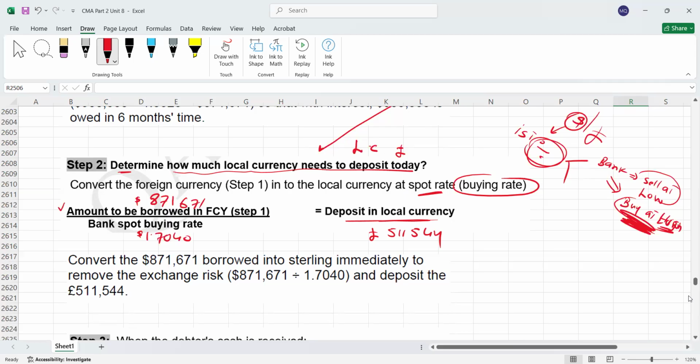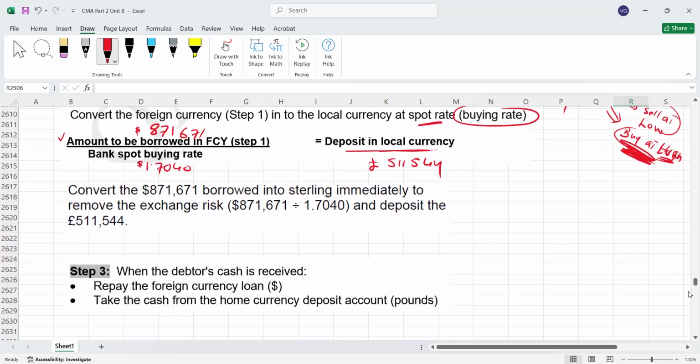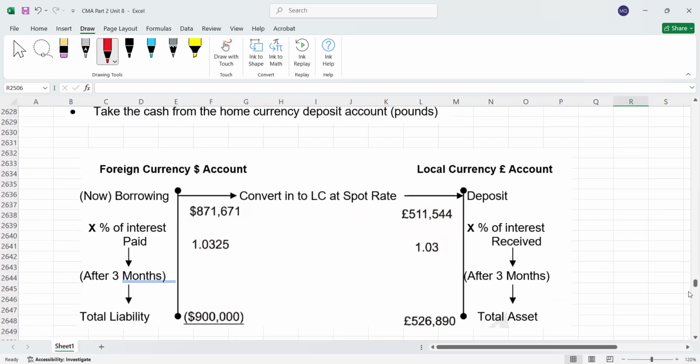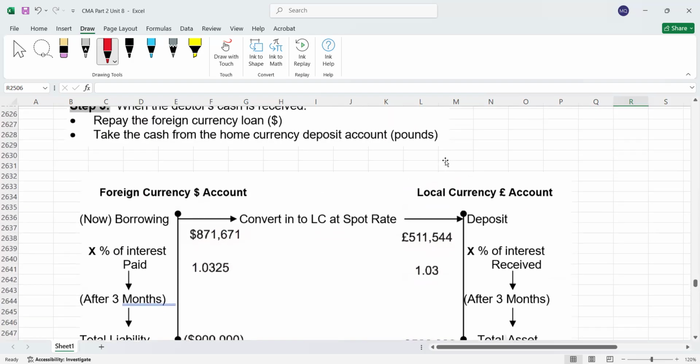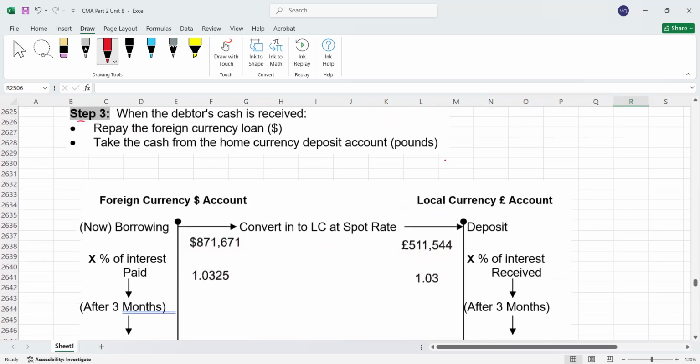Okay, so this is step number two. We got a deposit in the local currency. Okay, now what? Now two legs we will create. Step three we are doing now. Step three. So two legs we will create.